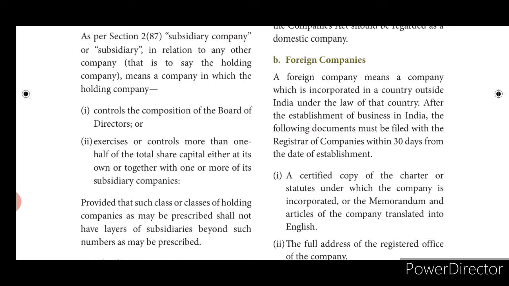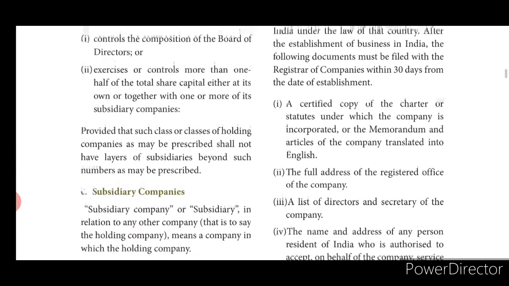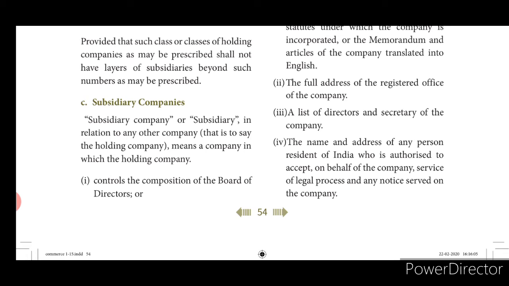Okay, a certified copy of the charter or statute under which the company is incorporated, or the memorandum and articles of association translated into English. This should be given; it should be in English only. That certificate should be given. The full address of the registered office of the company should be there. A list of directors and secretaries of the company should be there. The name and address of any person resident in India who is authorized to accept on behalf of the company service of legal process and any notice served on the company. So for that particular company, some person should be their legal representative from the home country. That name also should be there.